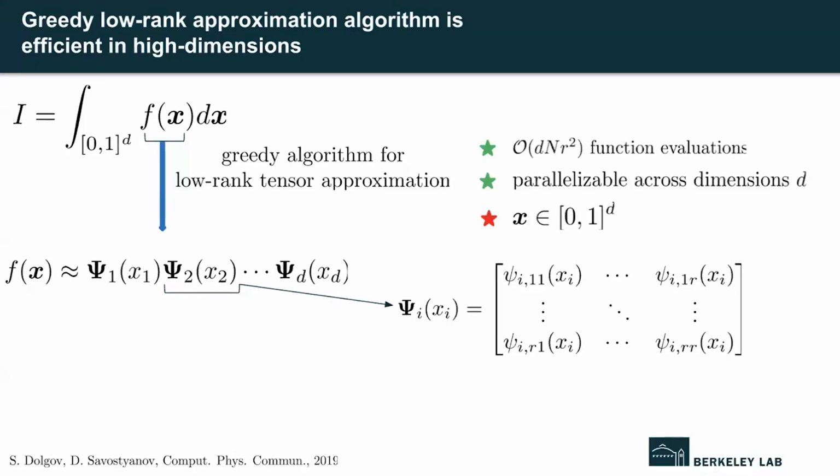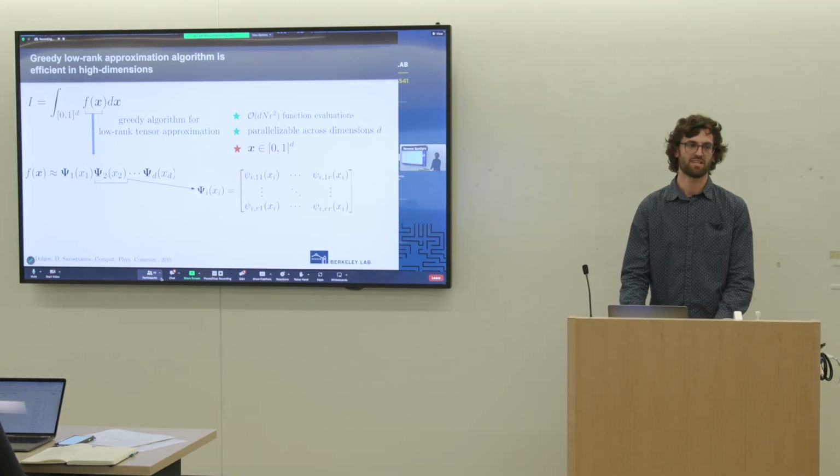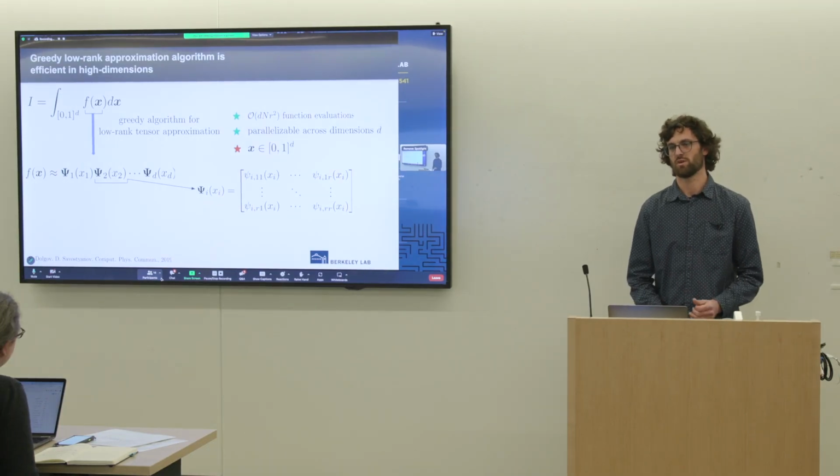So computing this type of low-rank expansion can be done on the order of d n r squared evaluations of the function f. It's parallelizable across the dimensions d. And perhaps one drawback of the method is that it requires the domain of the function f, or your region of integration, to have a relatively simple structure. It has to be a hypercube or a Cartesian product of one-dimensional sets.